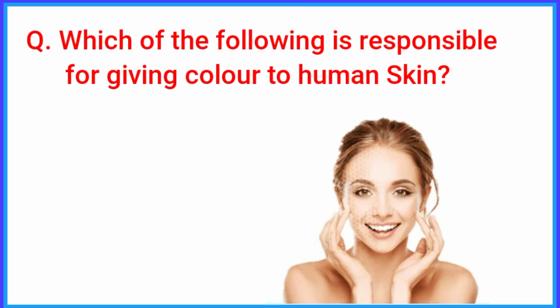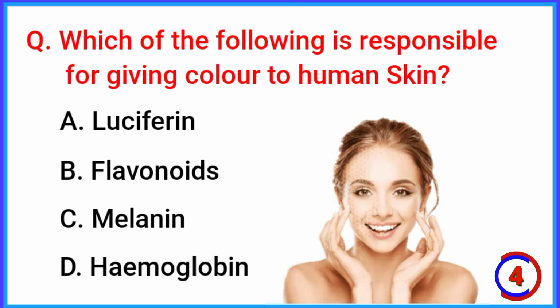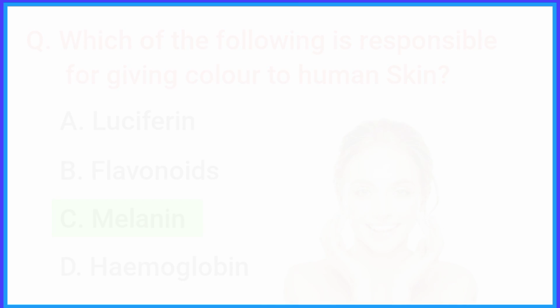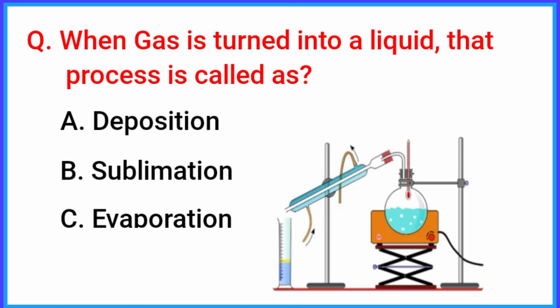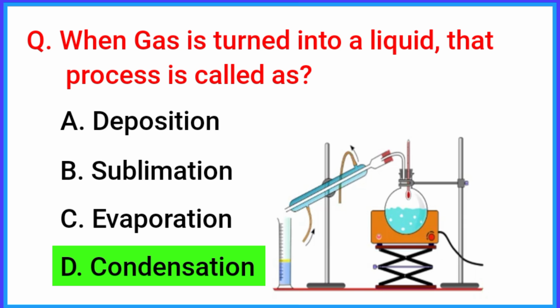Which of the following is responsible for giving color to human skin? The correct answer is option C, melanin. When gas is turned into a liquid, that process is called as. The correct answer is option D, condensation.